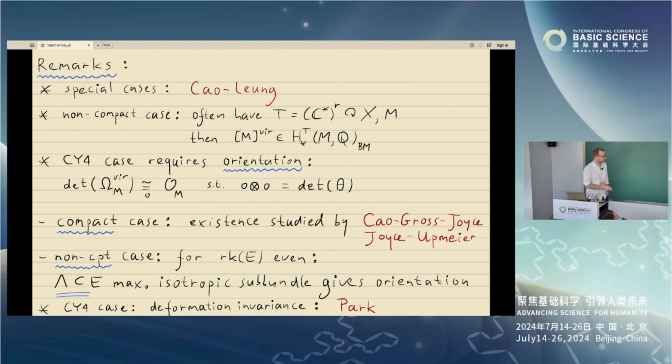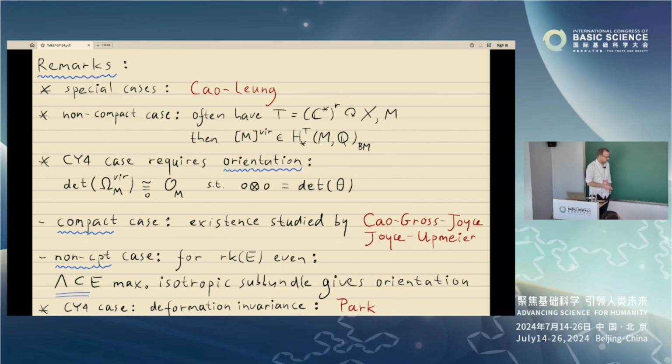But it's rather non-explicit. However, if you're in non-compact cases where you have the isotropic section globally, it's often very easy to construct concrete orientations as follows. Let's assume our quadratic bundle has even rank. Then whenever you find a maximal isotropic subbundle lambda of E, this will give a trivialization of the determinant of E, and therefore it will give you an orientation. So we'll use this later on.